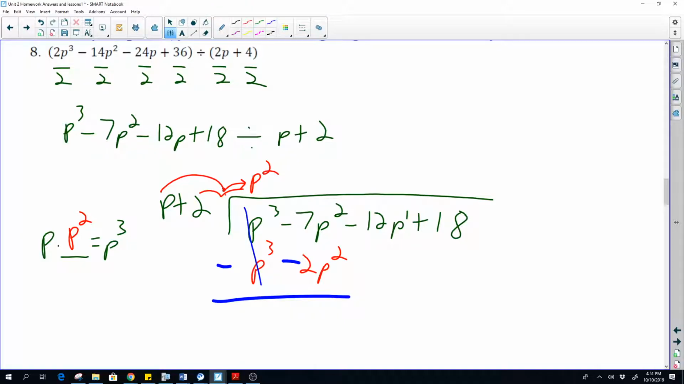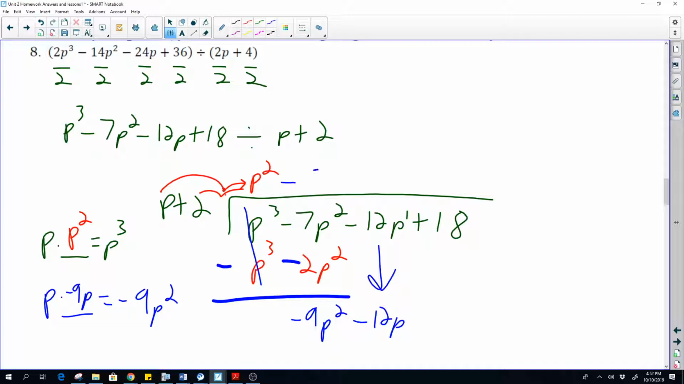So the p cubes will cancel out. -7 with -2 is -9p squared. Then we bring down the -12p. There we go. Now we're trying to get p to look like -9p squared. And so how does p become a -9p squared? Well, we're going to have to times it by a -9 first of all, and by a p. Good job. Excellent. So -9p. So p squared times -9p is -9p squared, which is what we wanted.